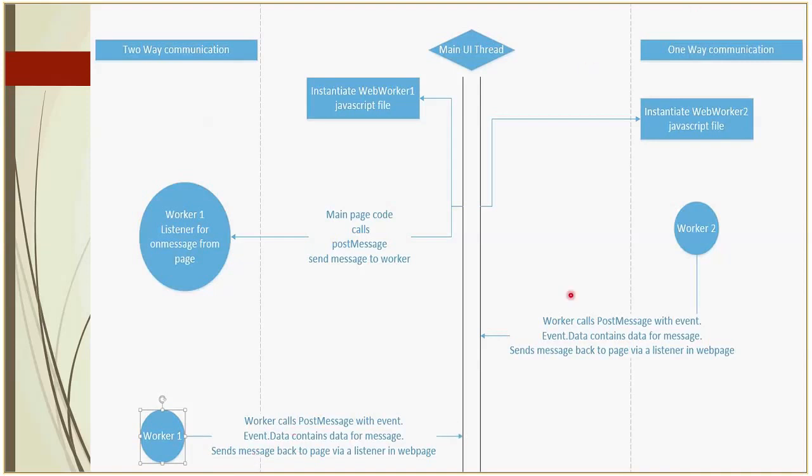In one-way communication, you only need to worry about half of it. So where a web worker is instantiated, and once the web worker finishes its execution, it calls a post message with the data in the event.data, and the web page listens to an on message event via a listener in the web page. Okay, we'll see an example of how a two-way communication is performed, which pretty much covers one-way communication. So you need to decide, that's a design choice, right? When you want one-way communication or whether you want two-way communication. What is an appropriate scenario?